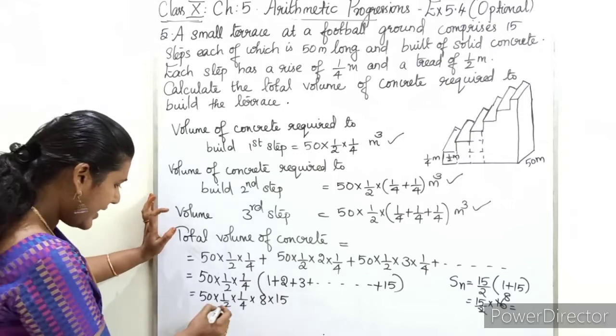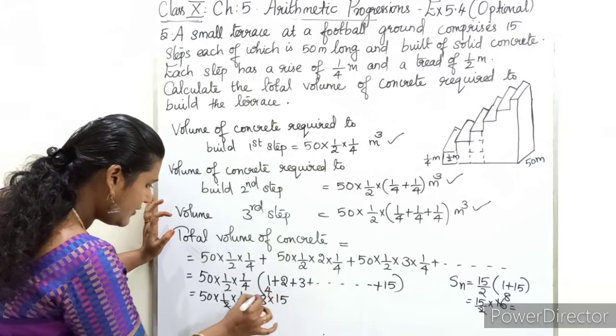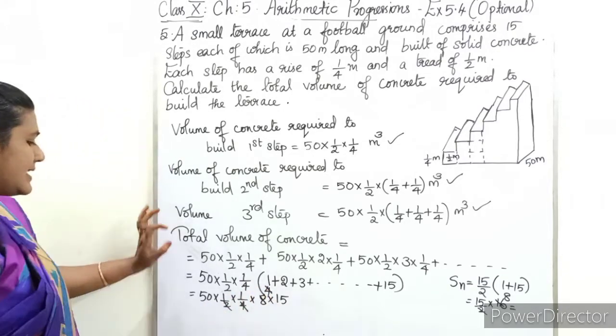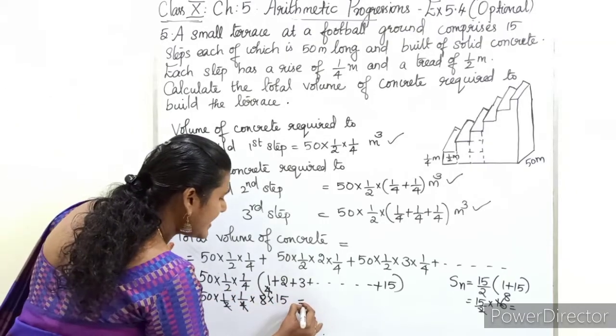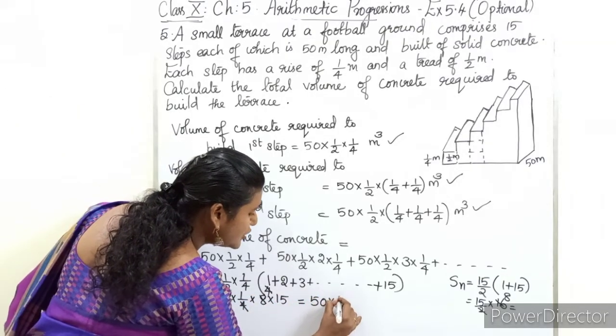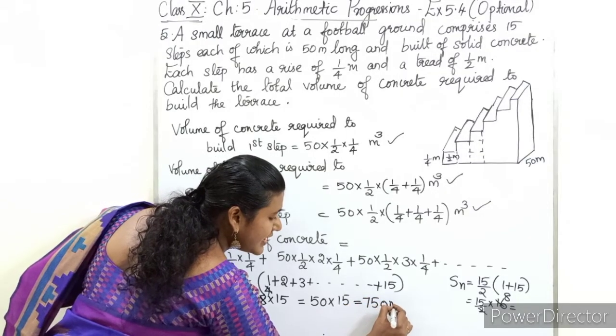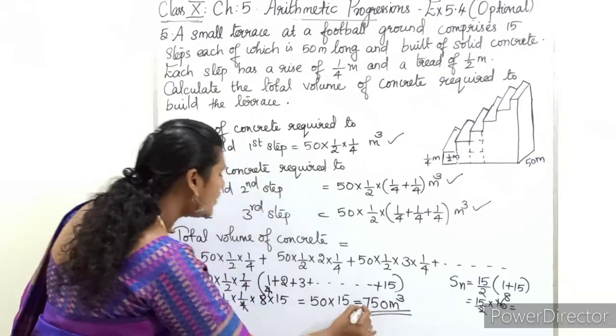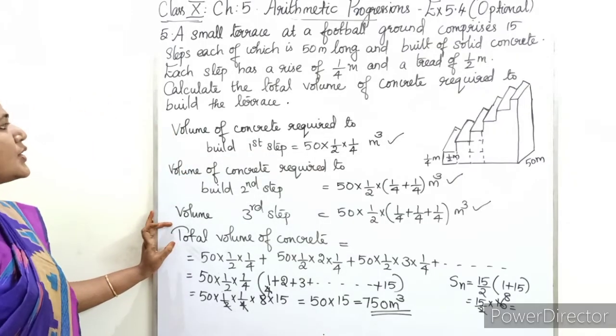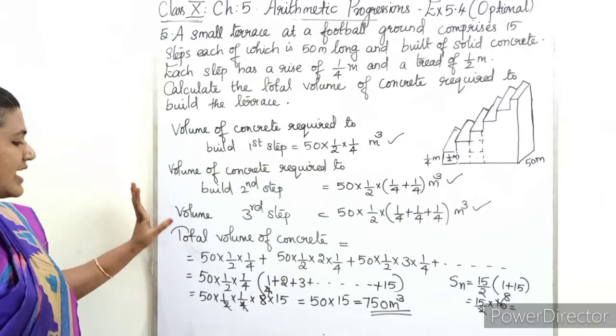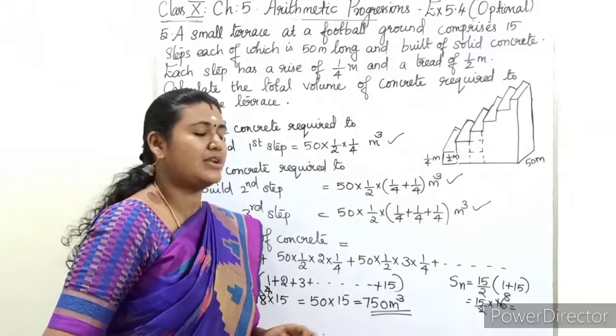Now we can simplify again with this cancellation. 4, again these two will get cancelled. So what is the answer? The final answer we got is 50 into 15, so 750 meter cube. Therefore the total volume of concrete required to build all these 15 steps is equal to 750 meter cube.